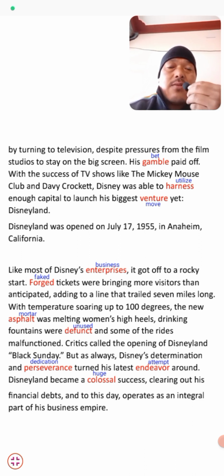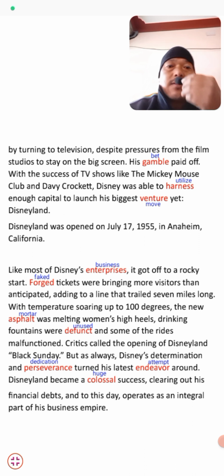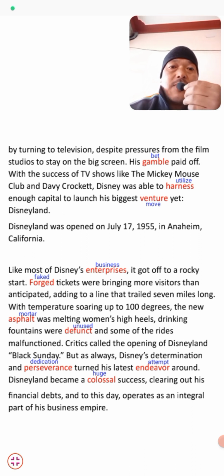After facing the trouble of the strike by his animators, and his debt going up to $4 million, he had an idea of turning to television. He decided to quit the big screen and the studio, and he opted for the television industry. His gamble paid off with the success of TV shows. He became successful in television with shows like the Mickey Mouse Club and Disney Cocktail.